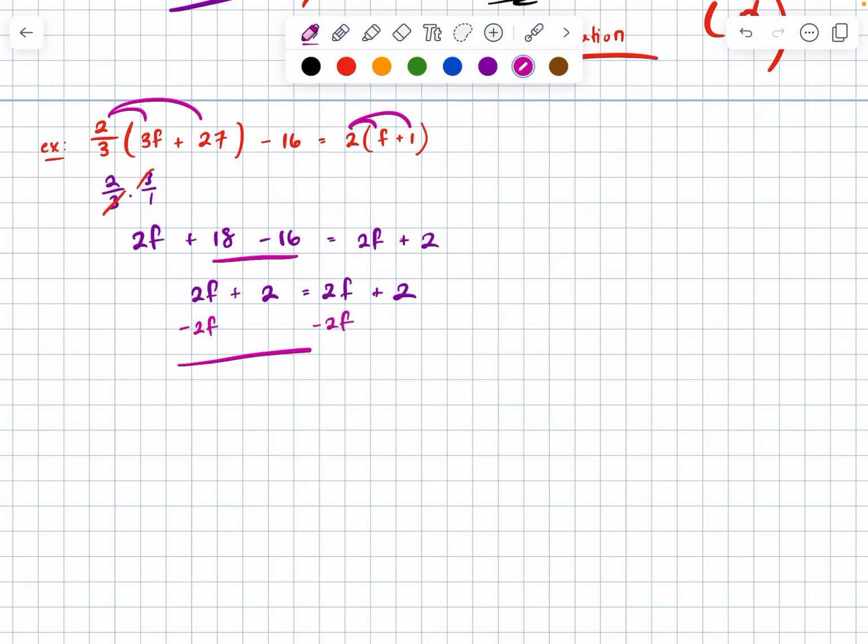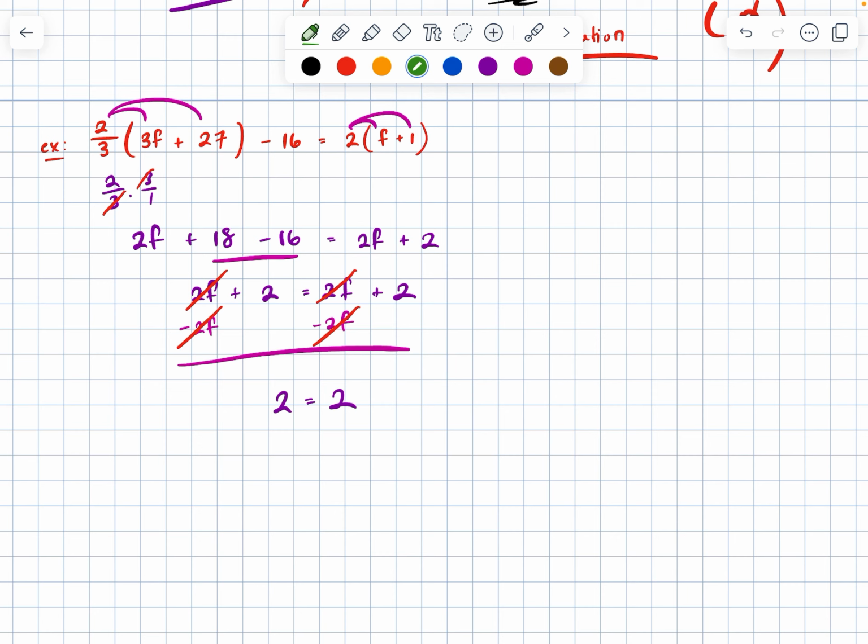But just to make it really obvious, let me also get all of my variables over to one side. When I try to do that, you'll notice 2f minus 2f. These cancel out on both sides, and I'm left with 2 equals 2. Is 2 equals 2 true or false? Go.